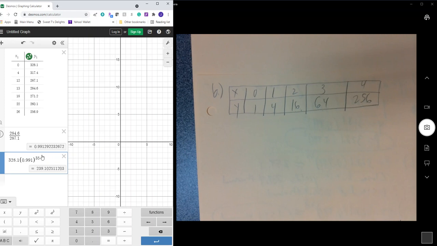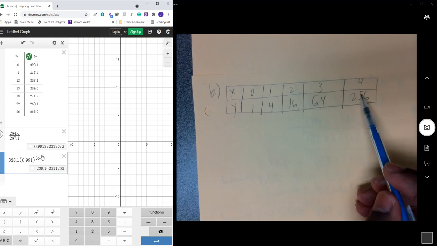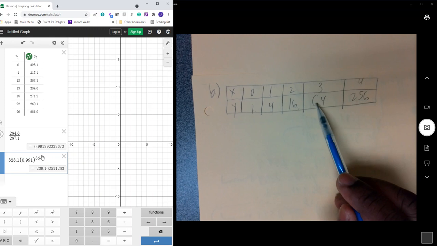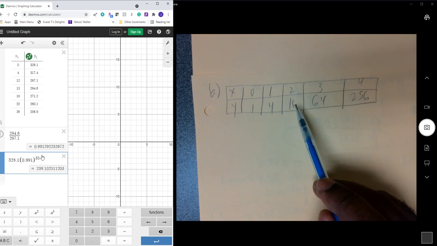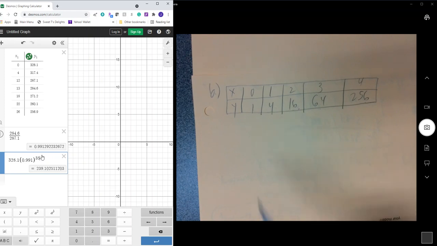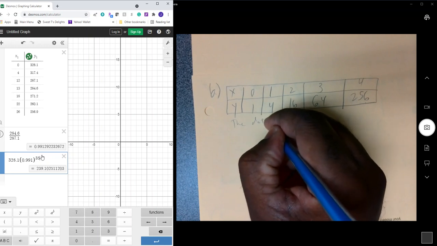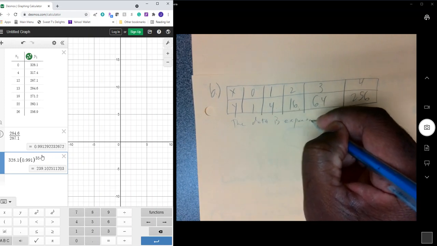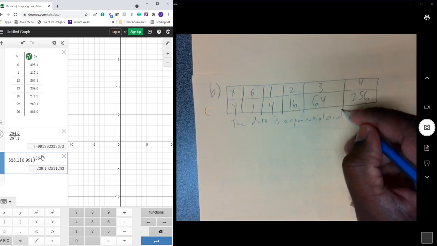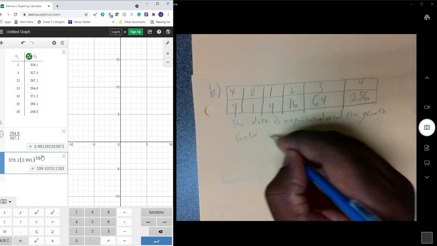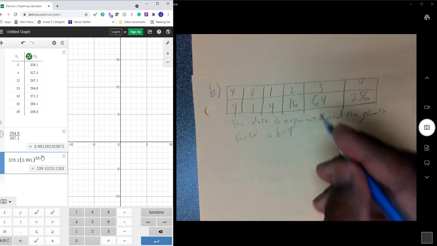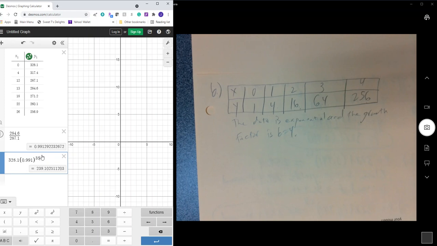Now, when I put in about the ratio, just to show you this real quick, if you wanted to know what the ratio is, you could take the further value and divide it by the previous value. 256 divided by 64 would be 4. 64 divided by 16 is 4. 16 divided by 4 is 4, and 4 divided by 1 is 4. That's another way of doing it. So you could say the data is exponential, and the growth factor B is equal to 4. Because 4 is what we would get from our ratios, and 4 is actually what we're multiplying by.